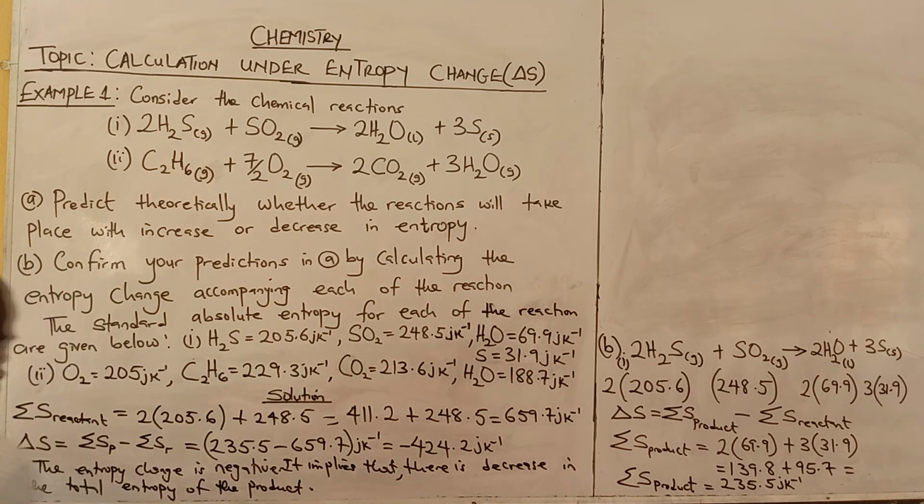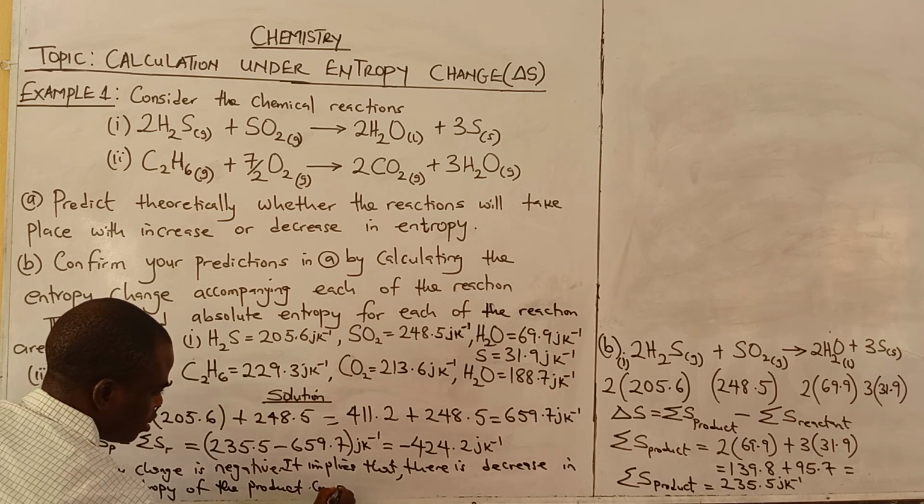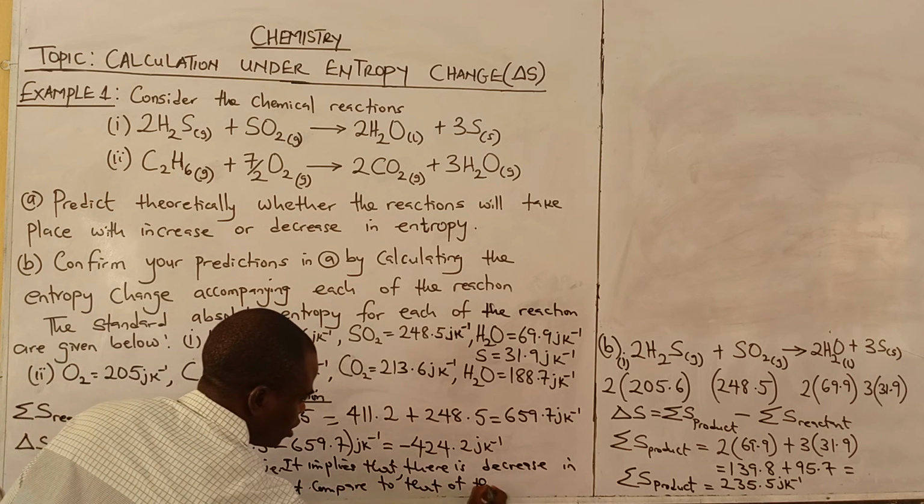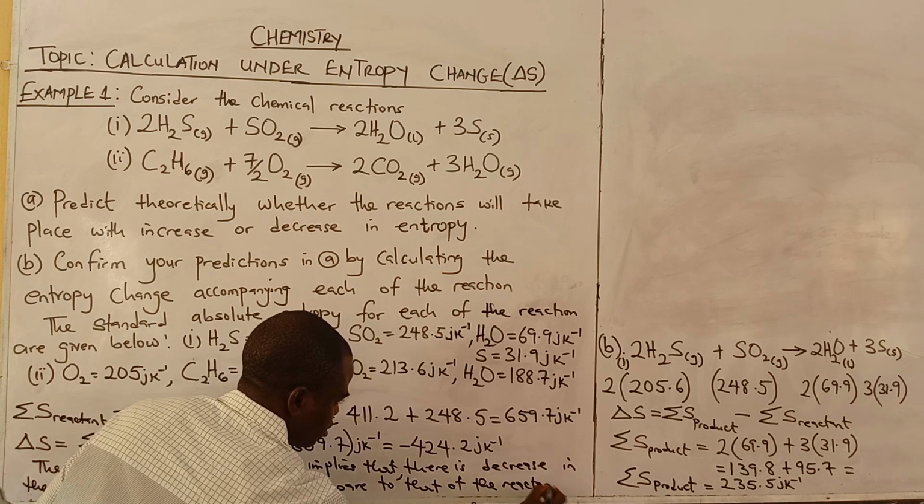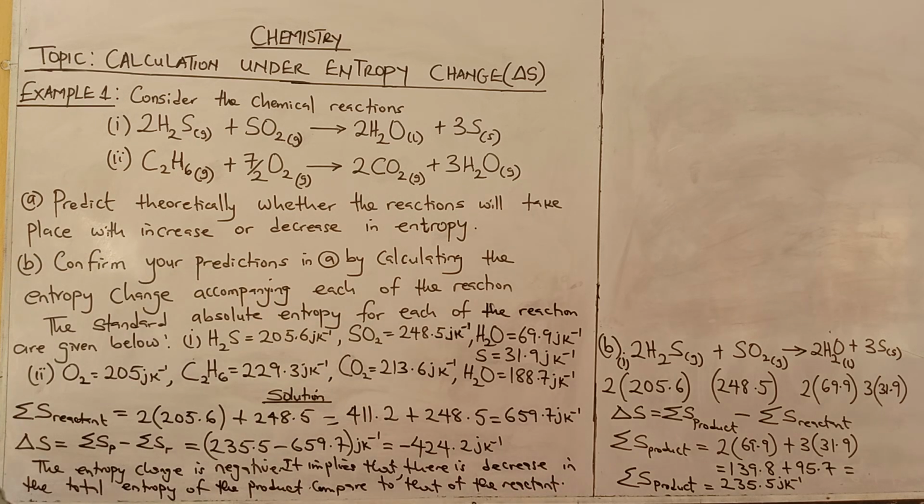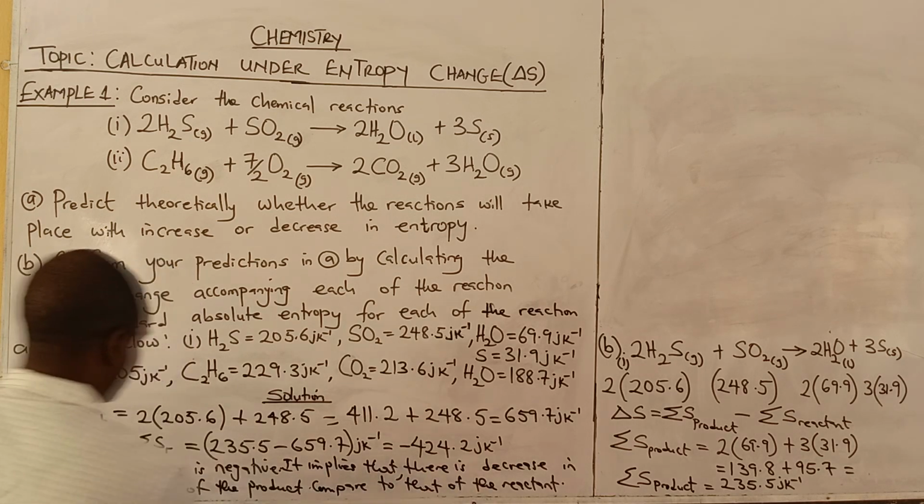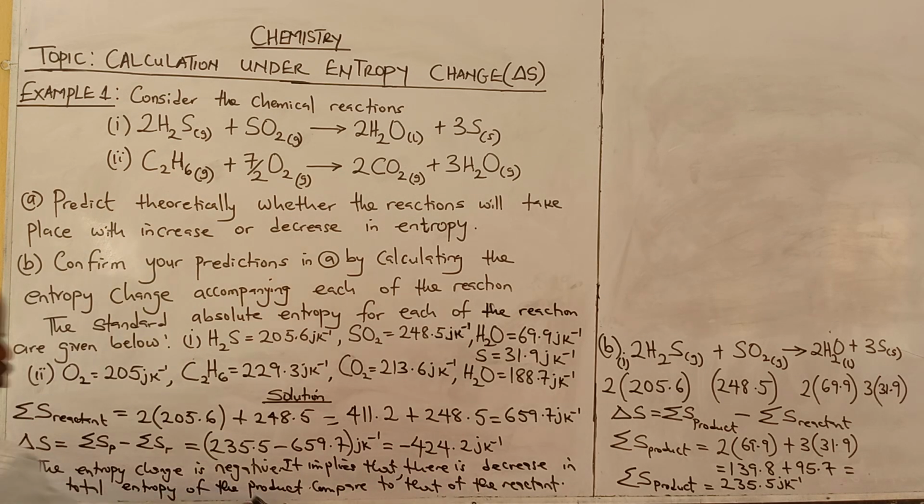That there is a decrease in the total entropy of the products compared to that of the reactants. Let's put it like that. The entropy change is negative. It implies that there is a decrease in the total entropy of the product compared to that of the reactants.